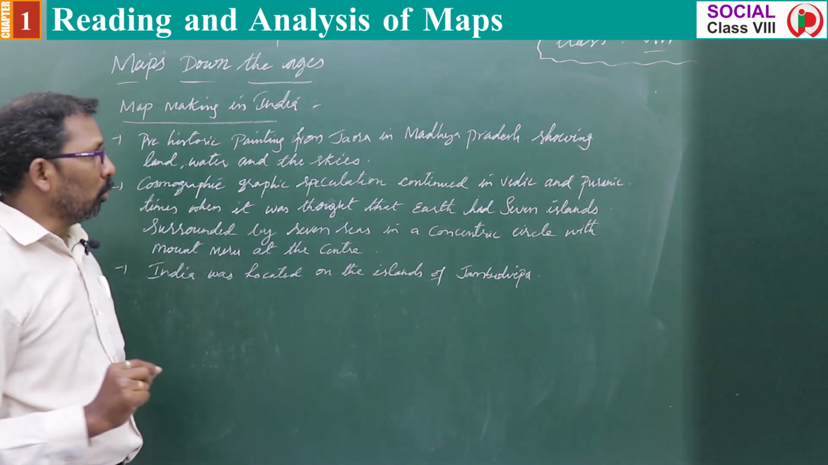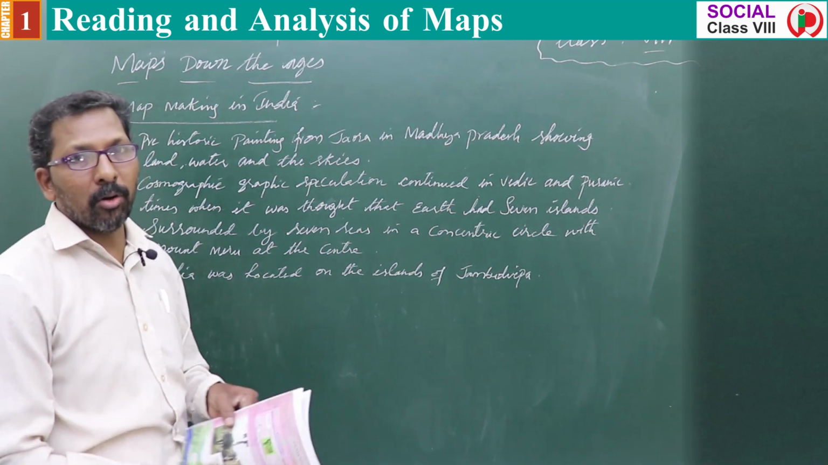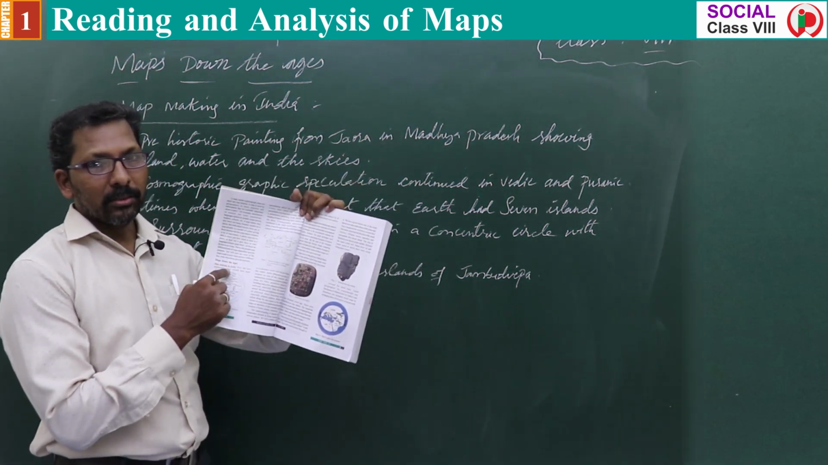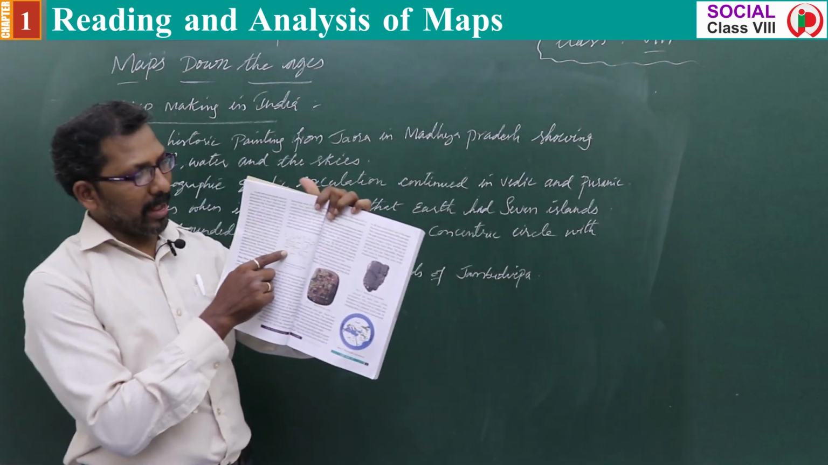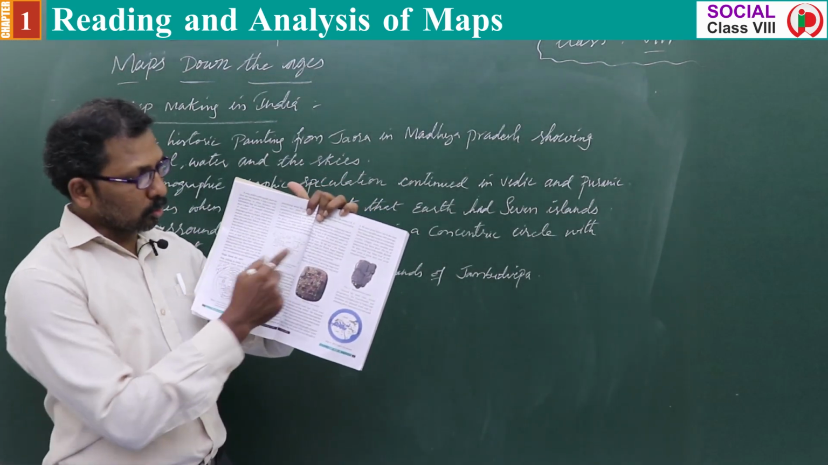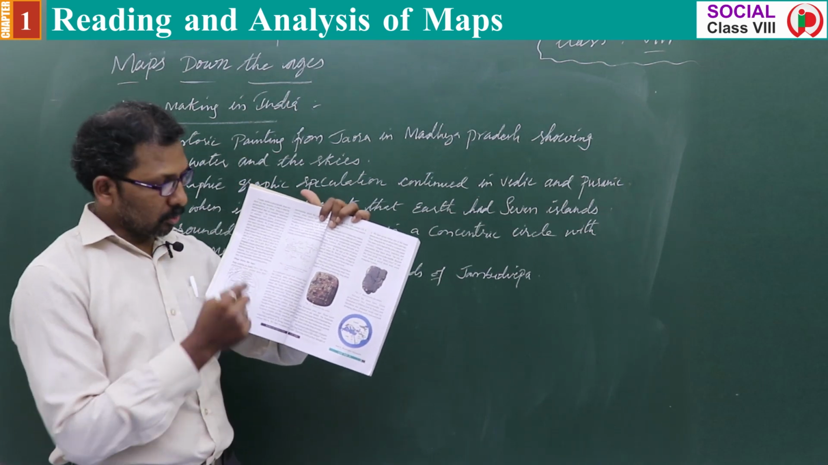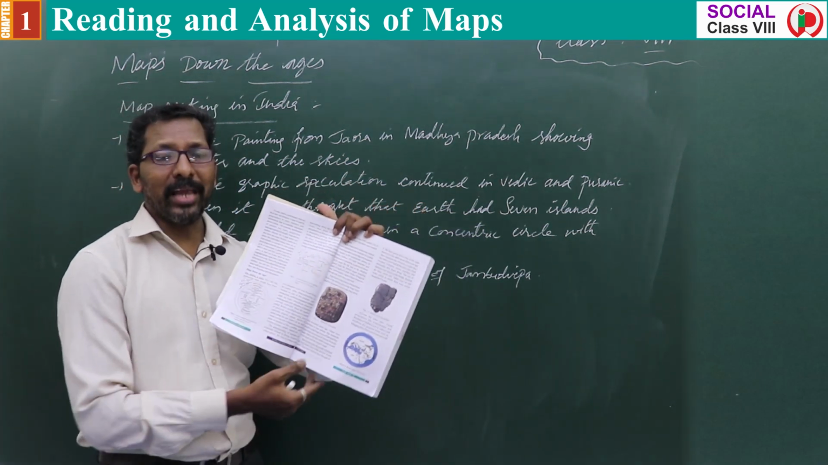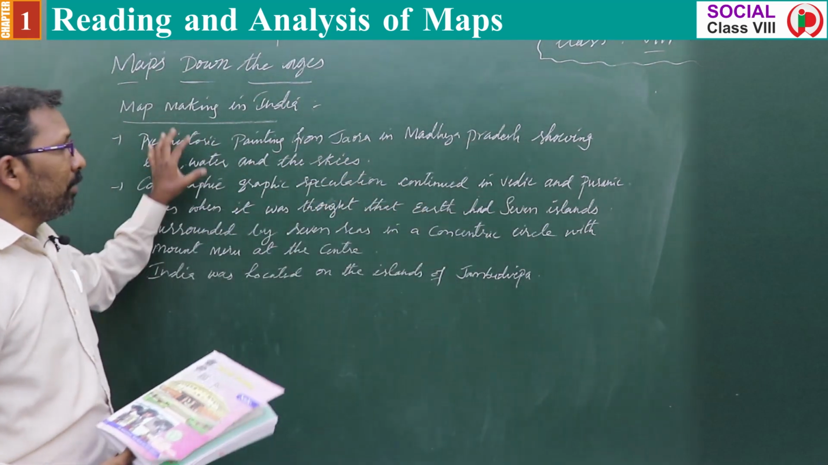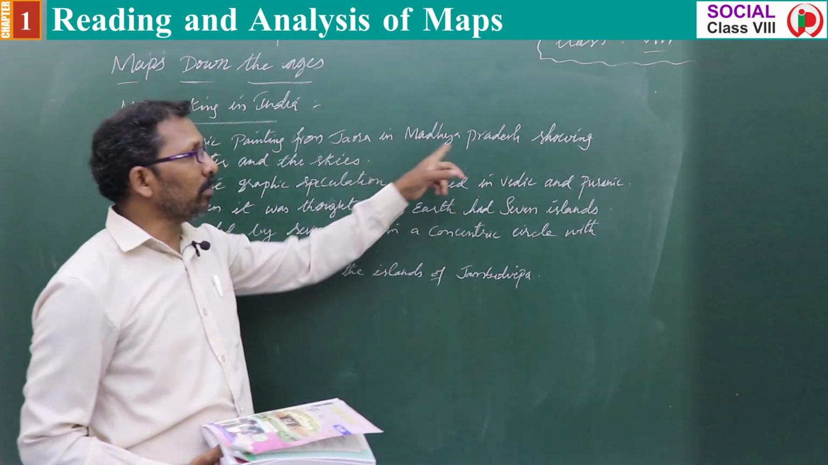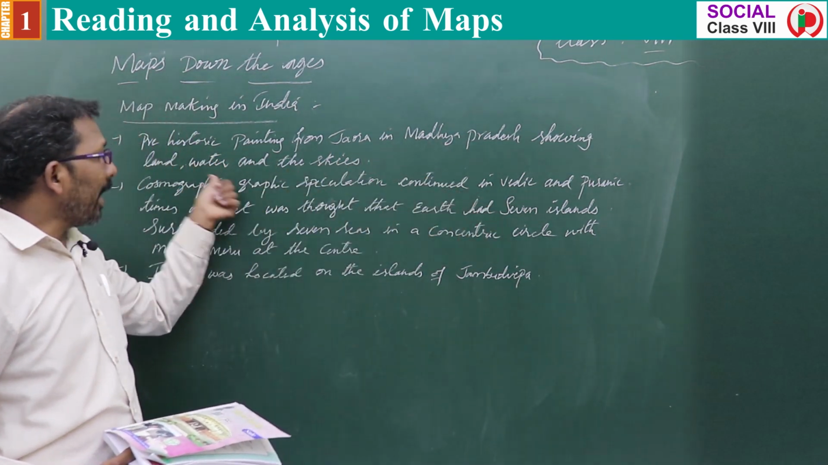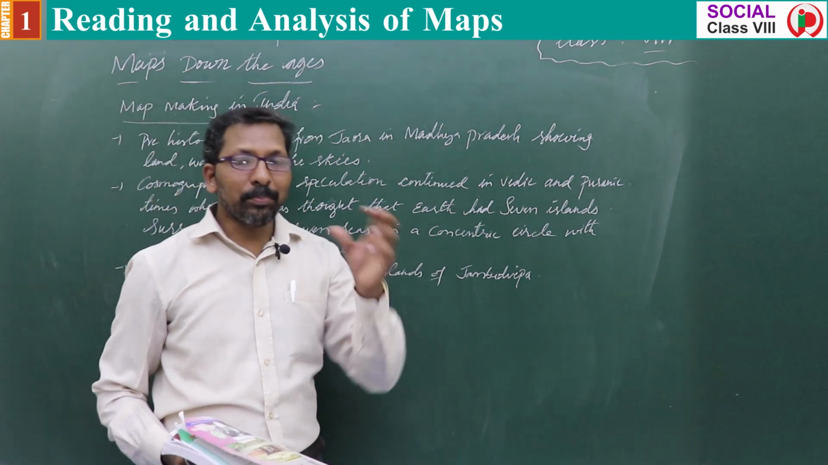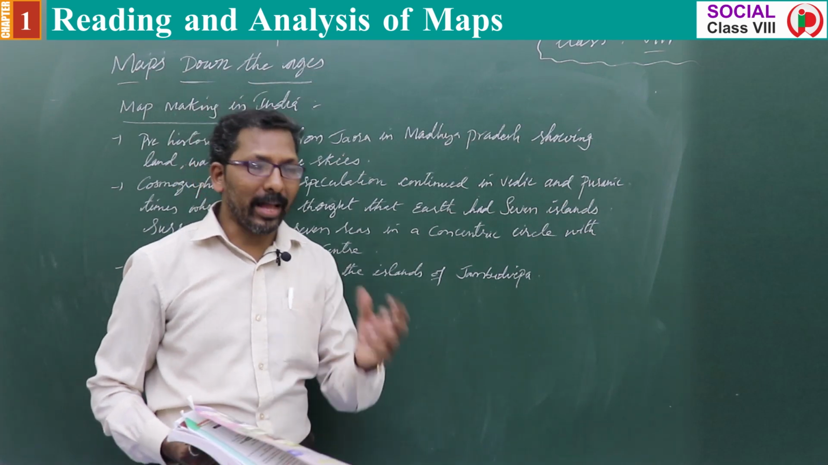If you look at the textbook, there are some pictures given in your textbook, on page number 2. One is the concentric circle, another is the world map, isn't it? These two maps are not quite different. Here there is a little bit of difference, but the message is the same. So what does it say? A prehistoric painting from Johora in Madhya Pradesh showing land, water and the skies.